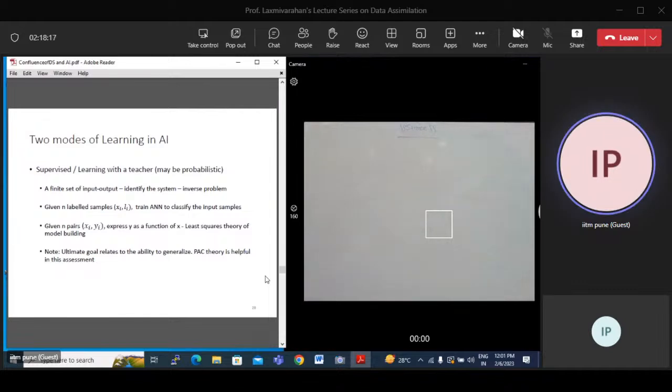Here, given N pairs XiYi, express Y as a function of X, least squares theory for model building. The ultimate goal relates to the ability to generalize, but theory is helpful in this assessment. I already mentioned that.